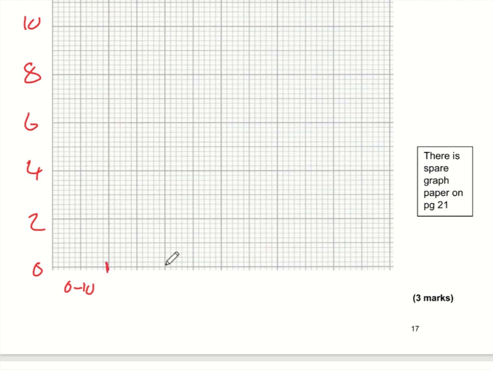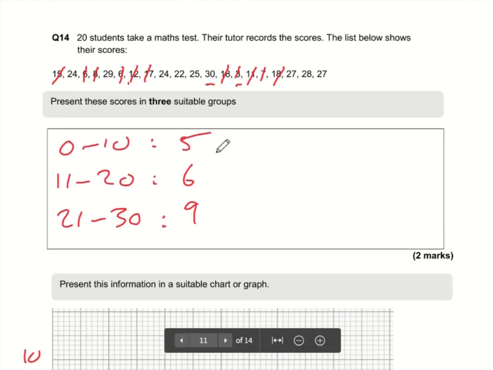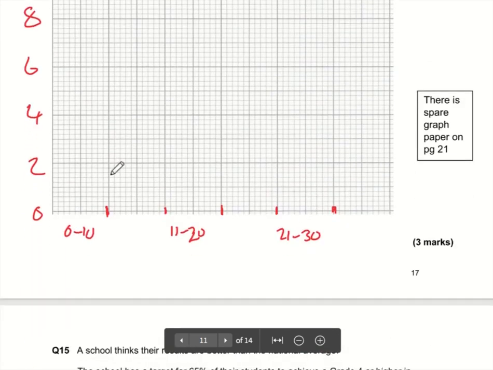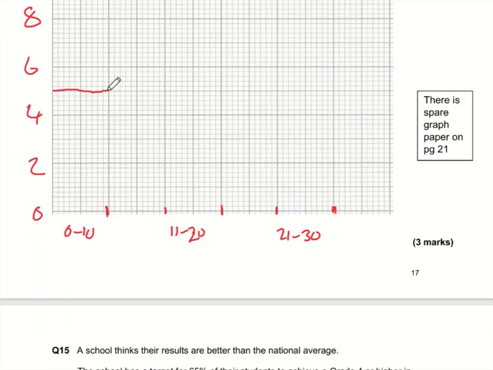Then I'm going to have a gap. This will be 11 to 20 from here to here, followed by another gap, and my final group, which is the 21 to 30, will be here. So it's 5, 6 and then 9. So the first one is 5, so up to here.